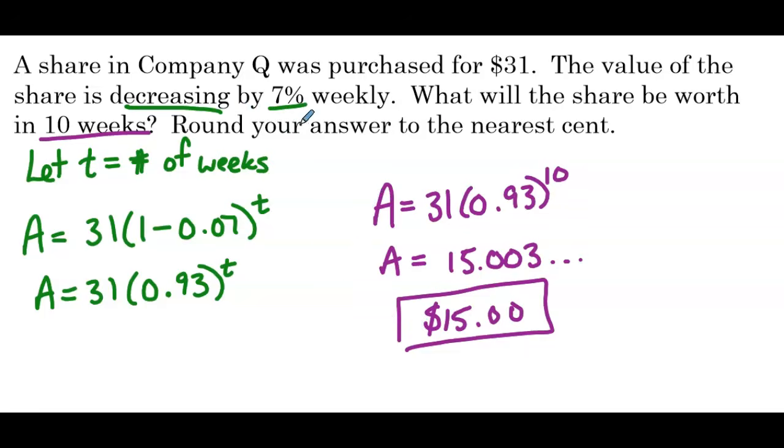Now they didn't need to tell us to round to the nearest cent here. We're dealing with money, so if they don't tell us and we're dealing with money, we're going to round to the nearest cent. If they tell us, they might say round to the nearest cent, round to the nearest dollar, then we do whatever the word problem is telling us to do.